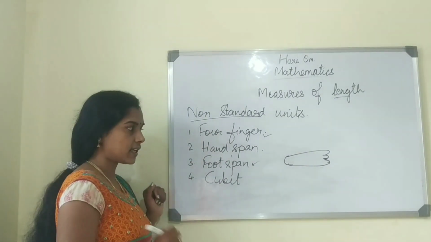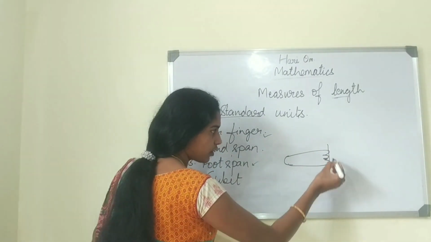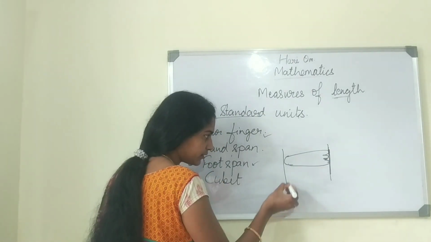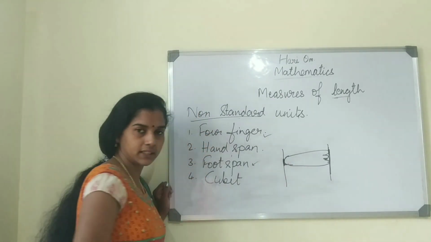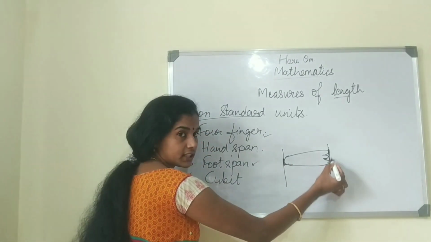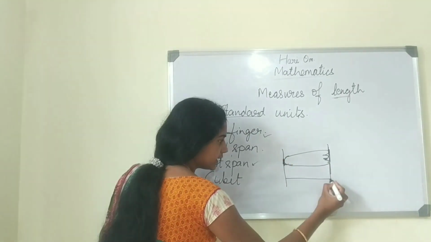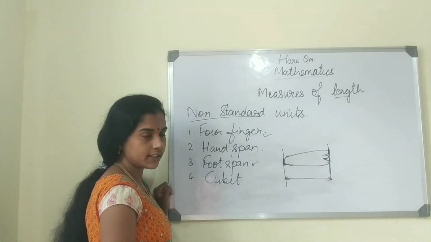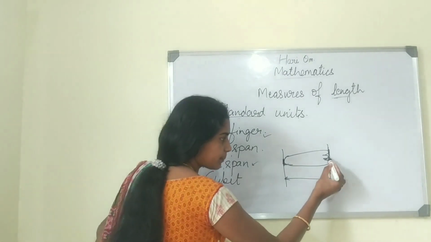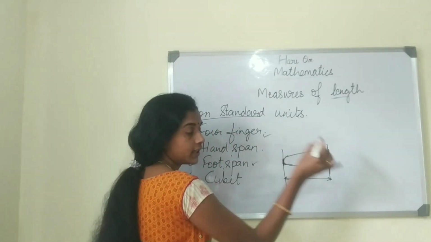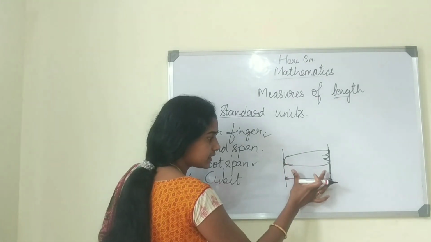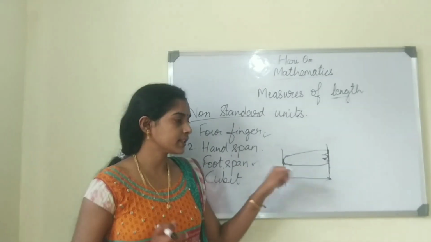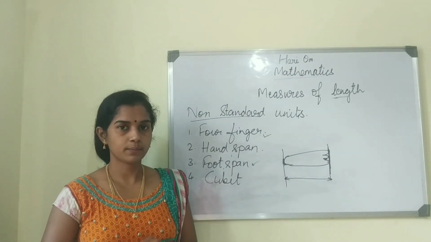So this is our foot. From the longest toe till the tip of the heel, this distance is called as foot span. Okay, children, so what is foot span? From the tip of the longest toe till the tip of the heel, this distance is called as the foot span. Okay, so now let us see an example for the foot span.